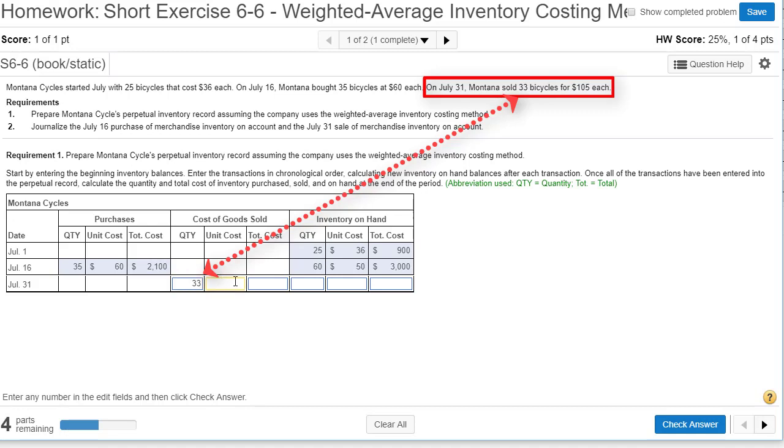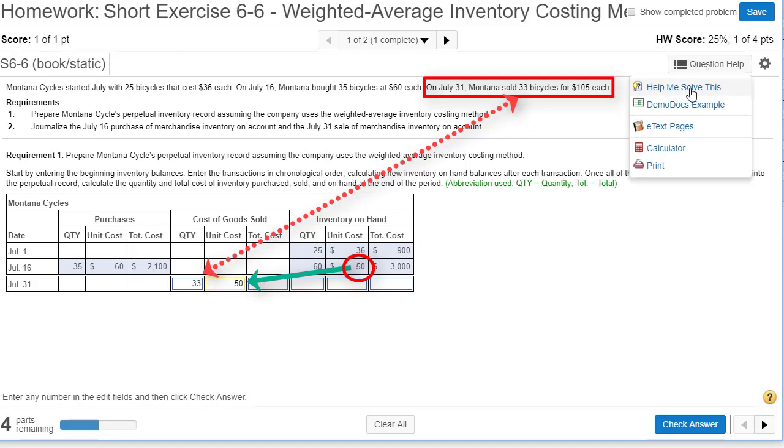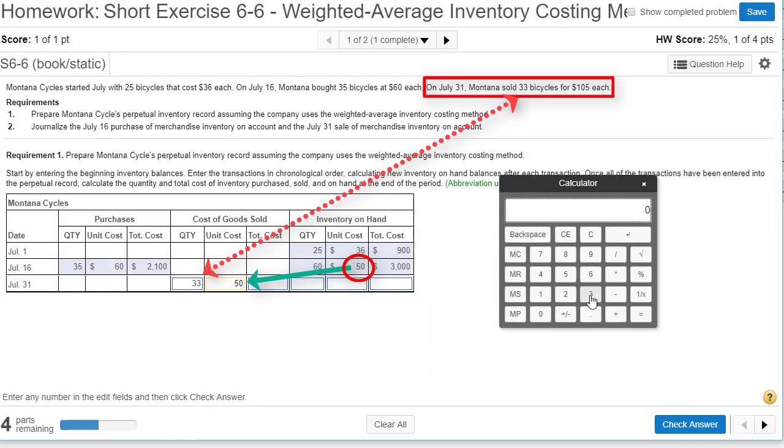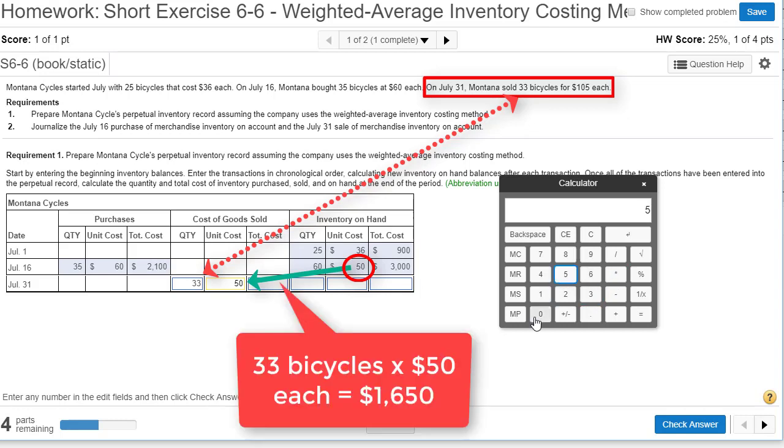And what is the unit cost? Well, we just go up to the previous layer right here, and it's 50. So we're just going to copy and paste that. So 33 bicycles that we sold at an average cost of $50 each. So 33 times 50 gives us $1,650. So our cost of goods sold for that sale is $1,650. So hopefully we sold it for something at a lot greater amount than that.